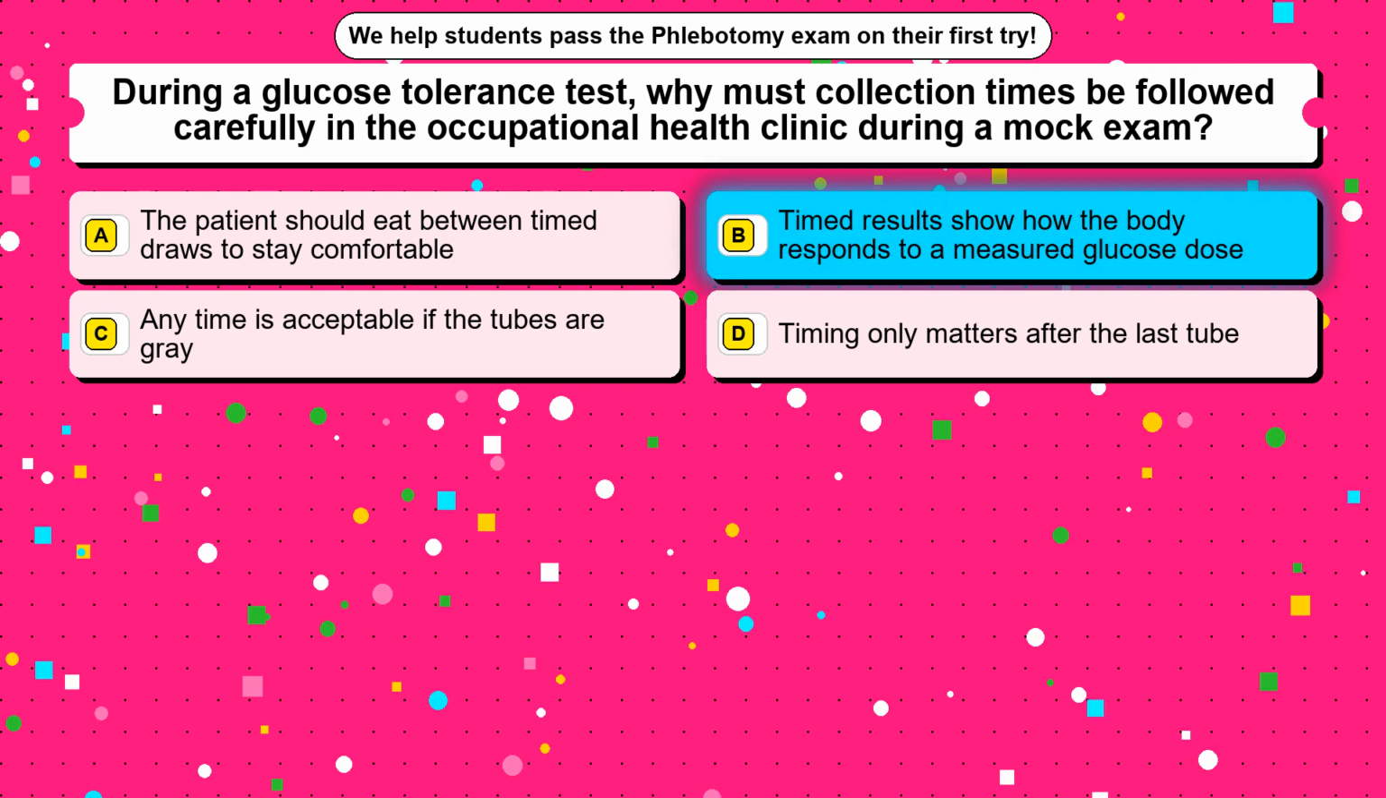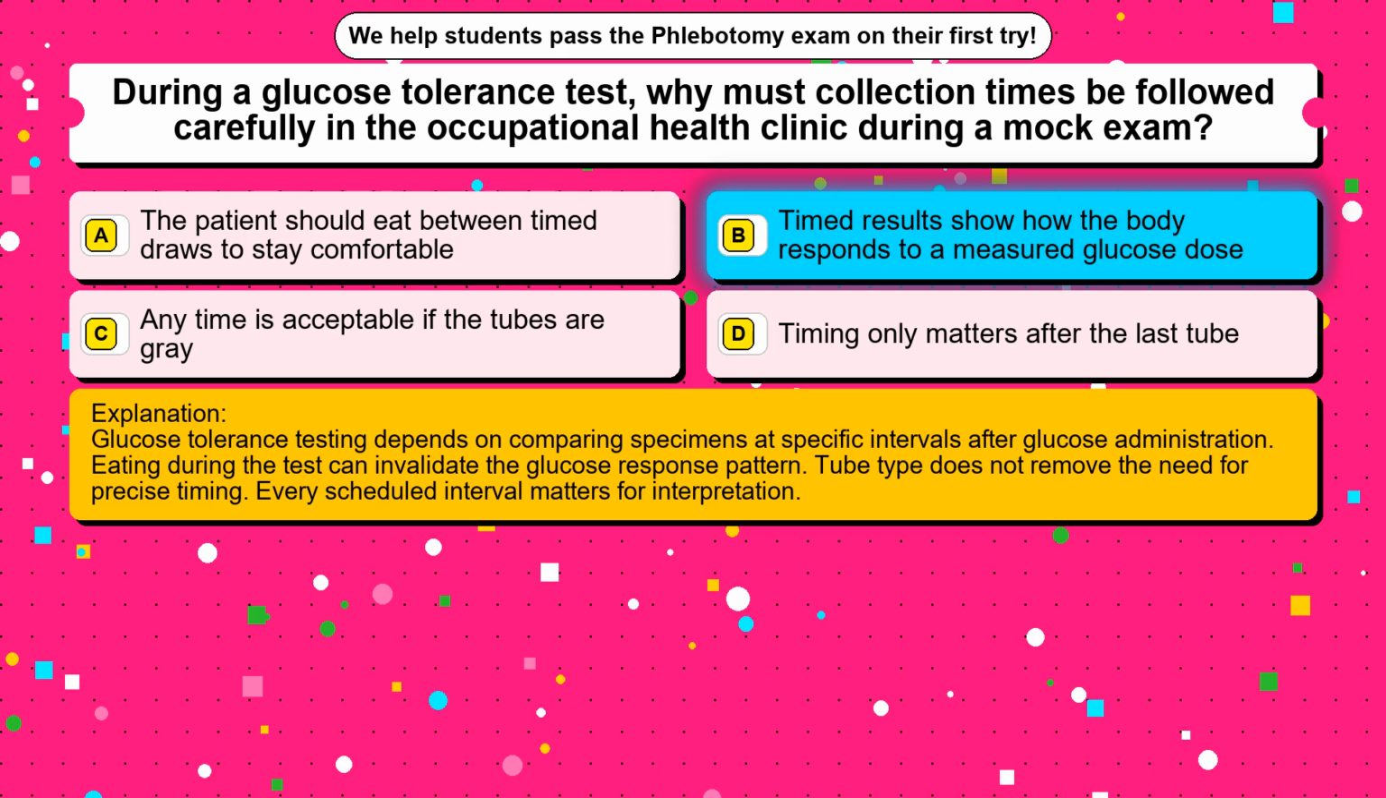The correct answer is option B. Timed results show how the body responds to a measured glucose dose. Glucose tolerance testing depends on comparing specimens at specific intervals after glucose administration. Eating during the test can invalidate the glucose response pattern. Tube type does not remove the need for precise timing. Every scheduled interval matters for interpretation.